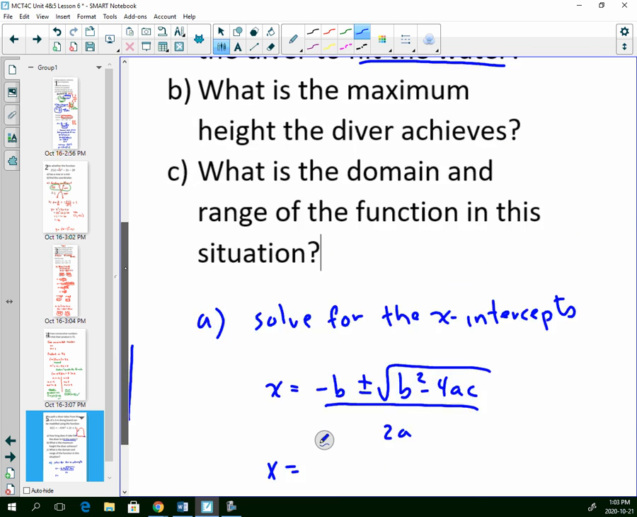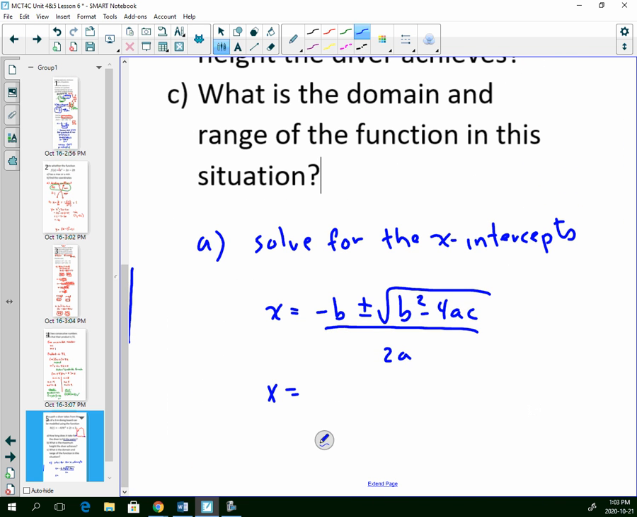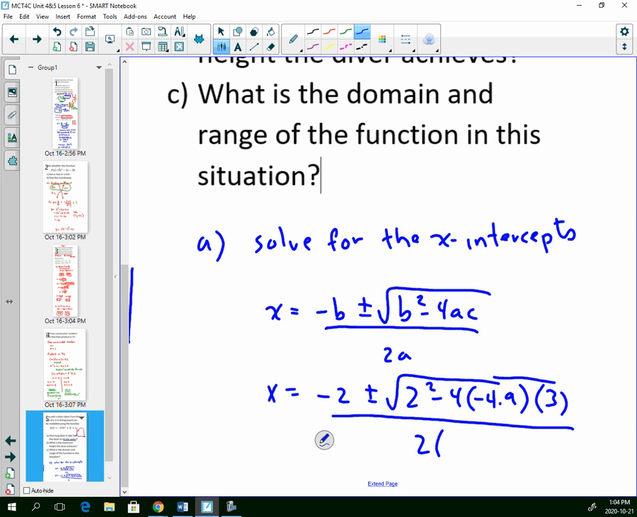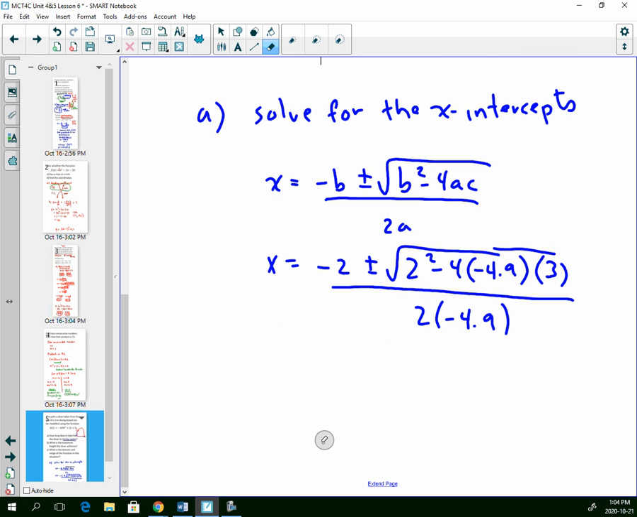Okay, so what is B? B is 2. A is -4.9, and C is 3. You'll see the coefficient of -4.9 quite a bit if you're talking about projectiles, because that's the measure of gravity. So generally you'll see that in the formula.